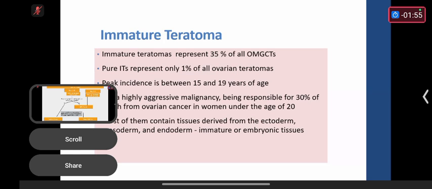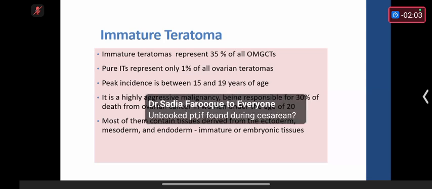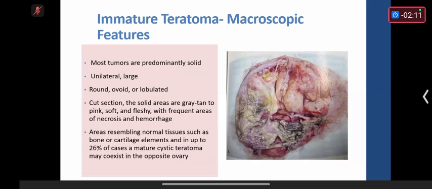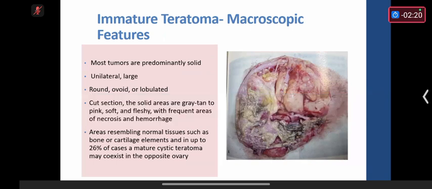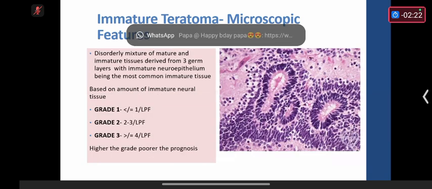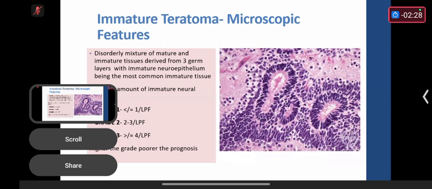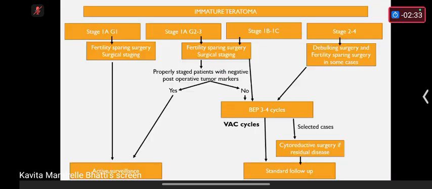Immature teratomas represent 35% of all ovarian malignant germ cell tumors, and the peak incidence is between 15 and 19 years of age. They are highly aggressive, and they contain all the 3 germ layers. And again, the pathology may show some of the 3 elements: ectoderm, endoderm, and mesoderm. Very important is how to grade this on pathology, because the treatment will depend upon the grading as well as the prognosis. So again, pathology of these and grading is important.